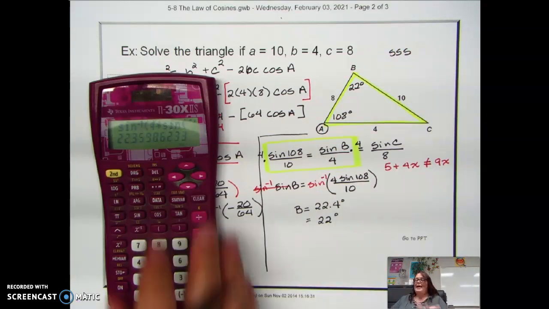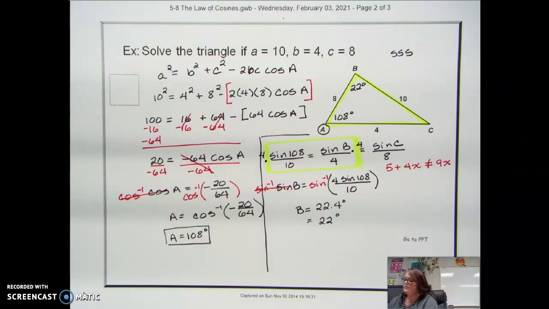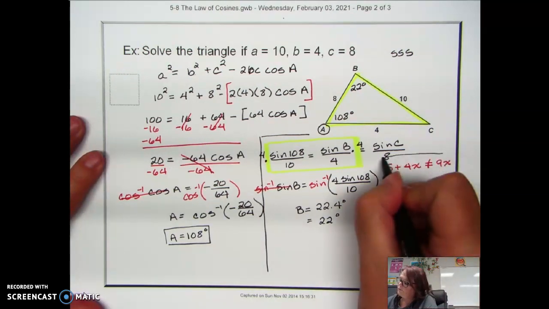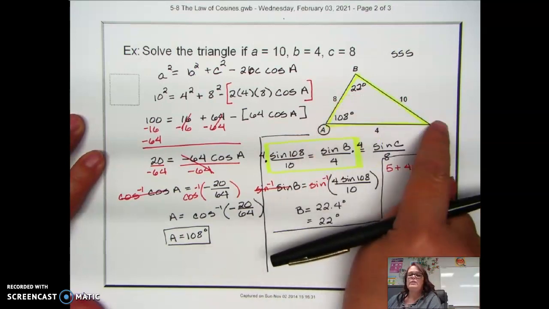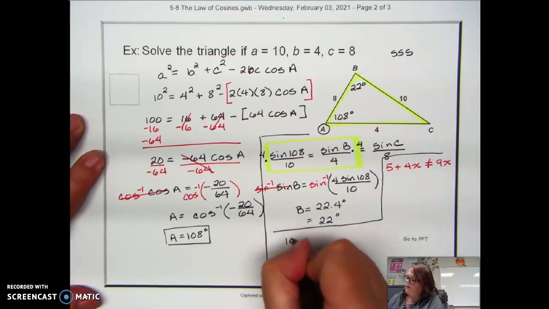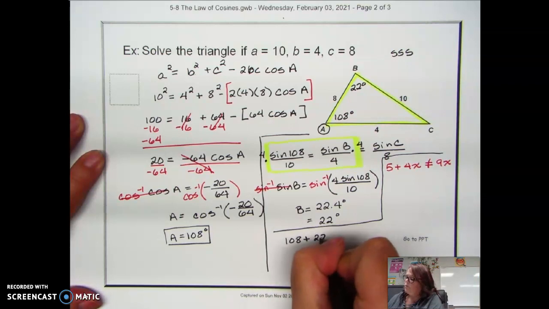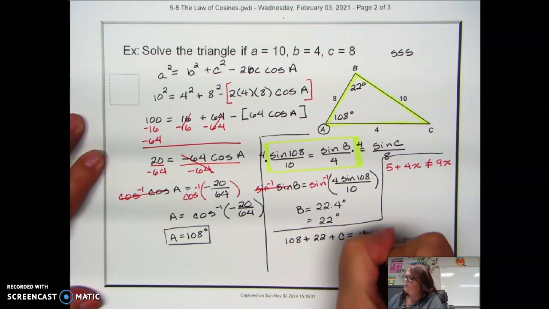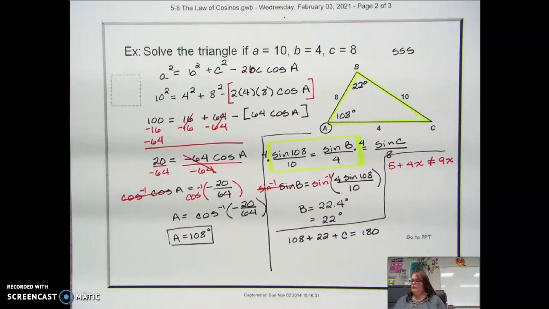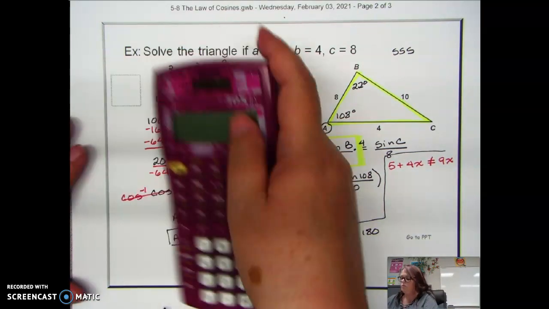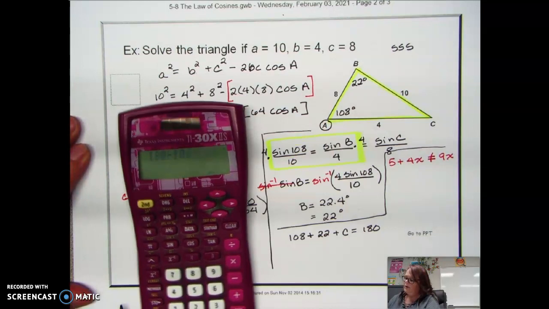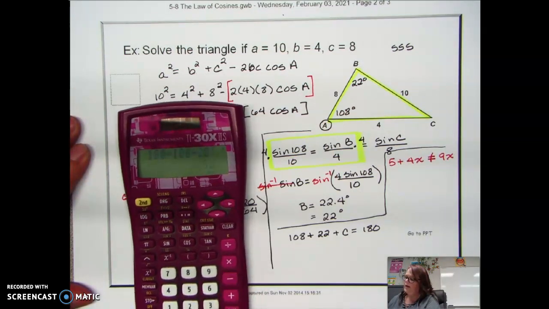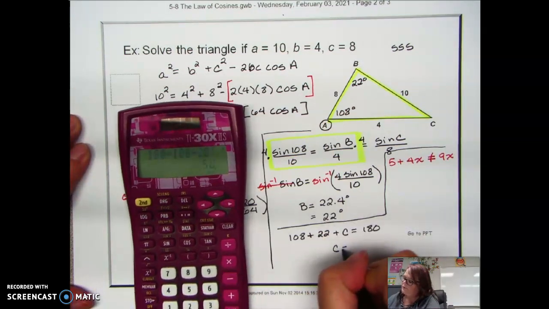Okay. And now I don't need to use the law of sines to continue. Because now that I have 2 angle measures, I just need the third one. I can say, well, 108 plus 22 plus C gives me 180. And so then on my calculator, if I do 180 minus 108 minus 22, I get that big C is equal to 50 degrees.